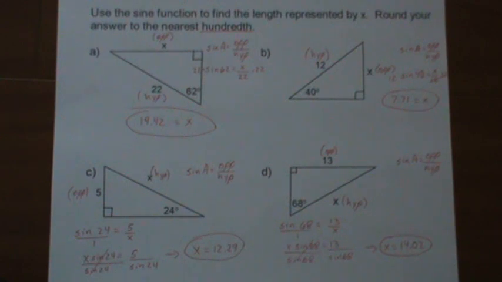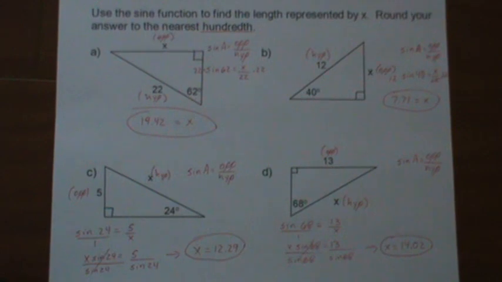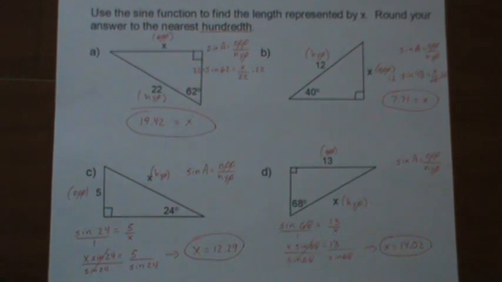The directions here ask us to use the sine function to find the length of a side of a right triangle, and then we're asked to round our answers, which you'll typically be asked to do anytime that you're solving a trig problem. If you notice in all the examples, we're given an angle measure, we're given a side length, and we're asked to find the length of a side of the right triangle.